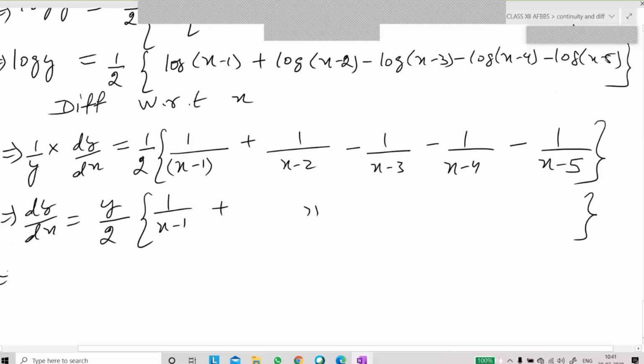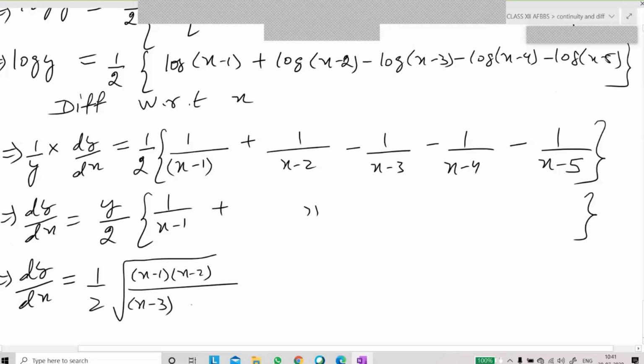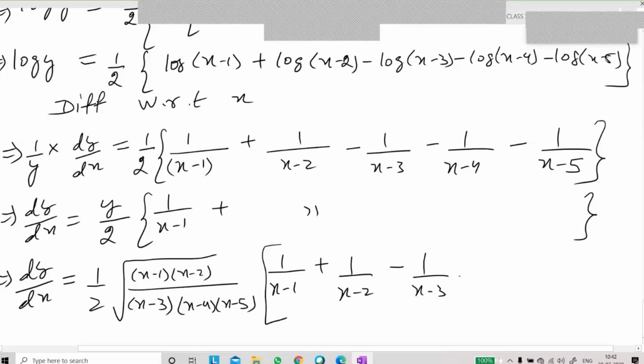And in the last step, you substitute back the value of y, and the value of y, such a lengthy one. Y is this: (x minus 1)(x minus 2) divided by (x minus 3)(x minus 4)(x minus 5). And in the bracket, you copy down everything: 1 upon x minus 1, 1 upon x minus 2, and so on. So this is your answer.